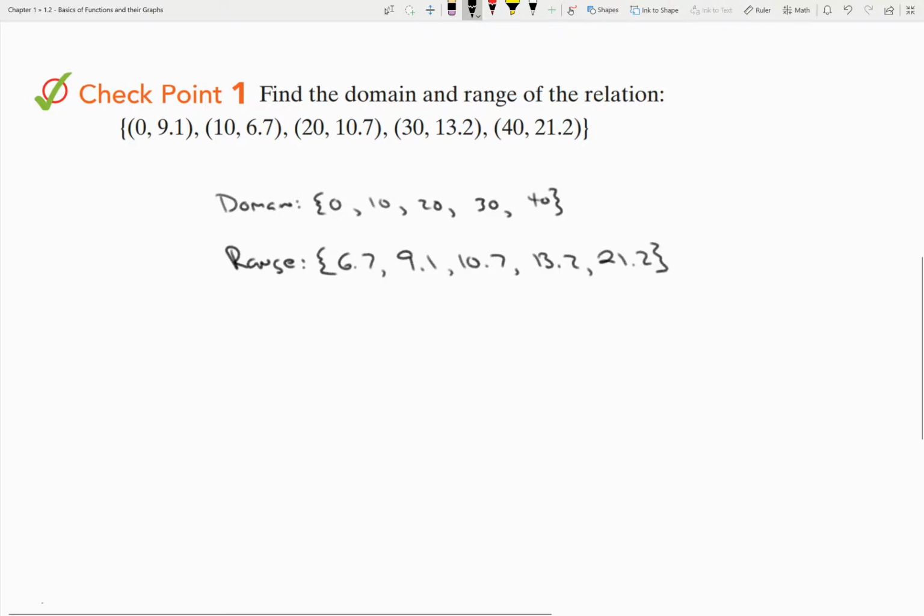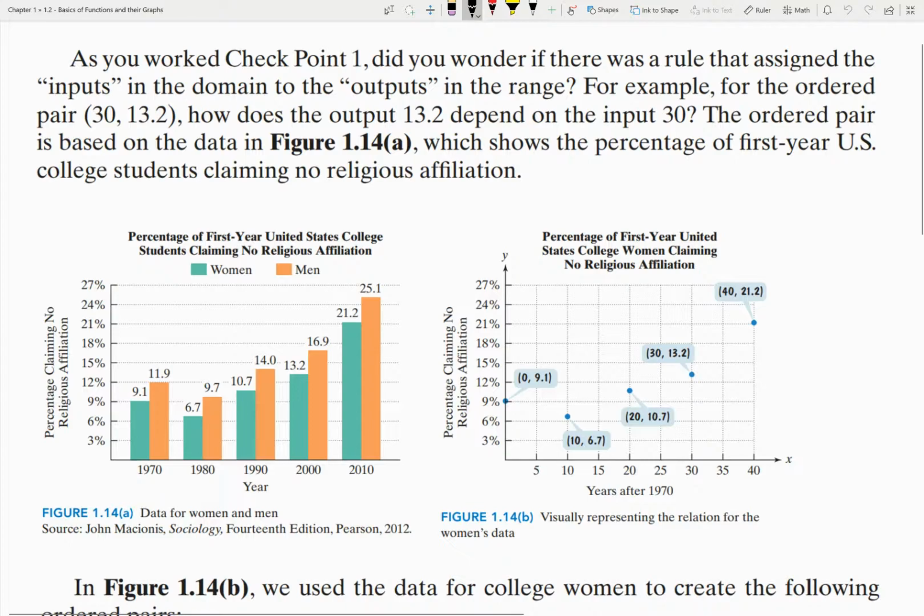Okay. So again, we don't know what these numbers mean yet. We'll find out on the next page. But the domain is the first coordinate of an ordered pair, and the range is all the second coordinates of an ordered pair.